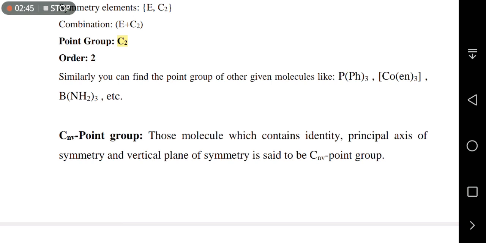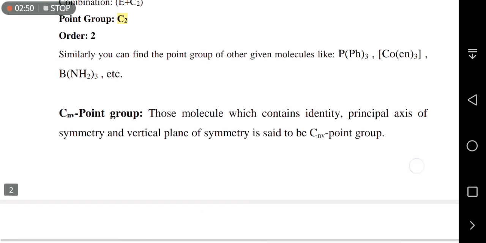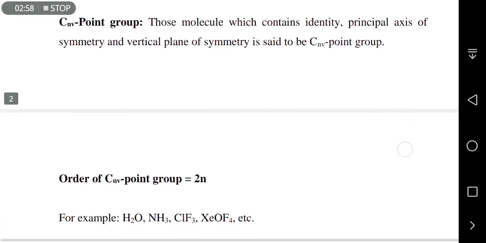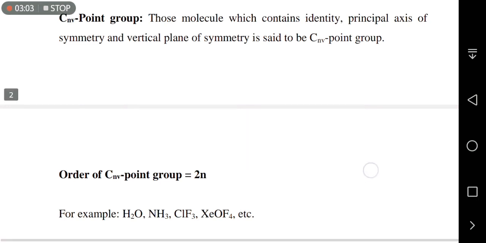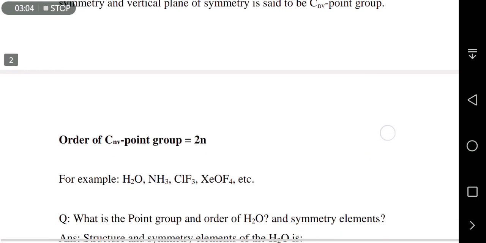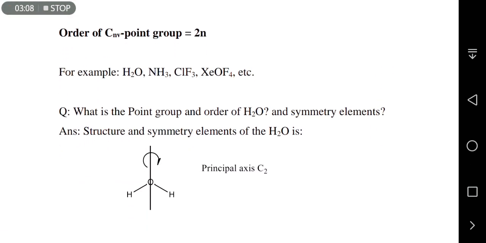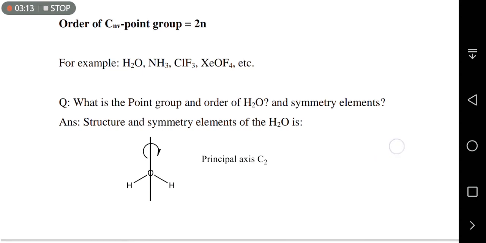Now I will discuss the Cnv point group. Those molecules which contain identity, the principal axis of symmetry and a vertical plane of symmetry are said to be of the Cnv point group. No other plane of symmetry, only vertical planes of symmetry, the principal axis of symmetry and identity. So what is the order of the Cnv point group? 2n. For example, H2O, NH3, ClF3, XeOF4, etc.